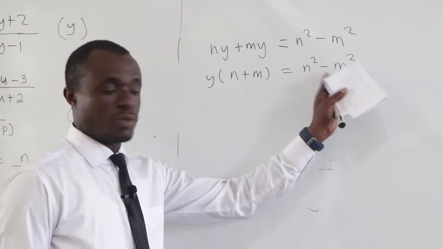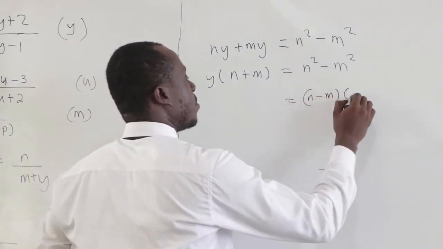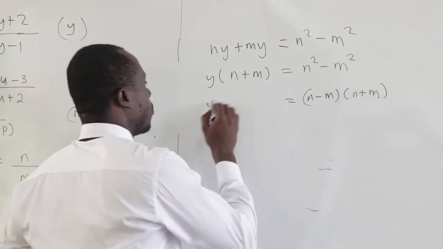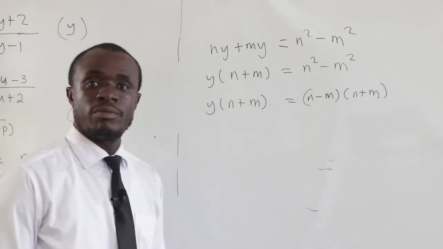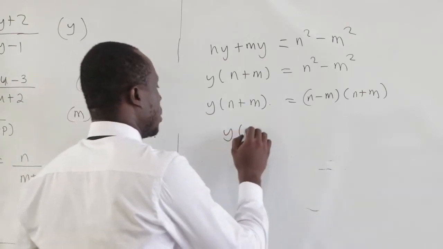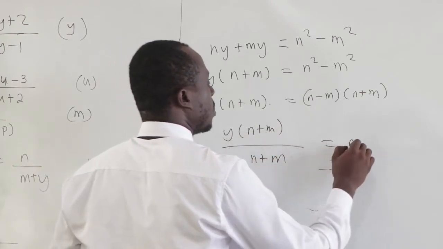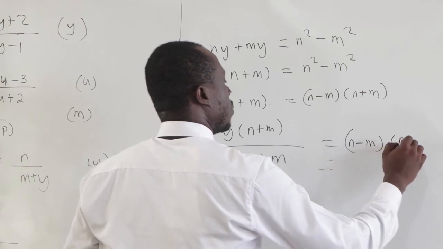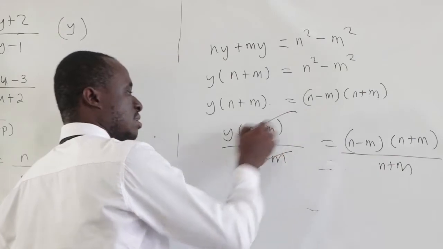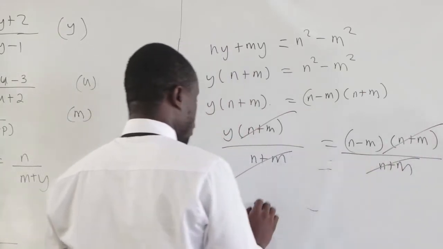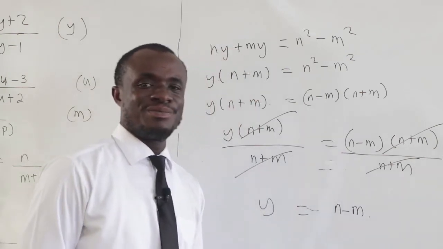What can we even see here? This is a difference of two squares, so we can factorize this. We have n minus m, n plus m, equals y, n plus m. So we can divide through by n plus m. So y, n plus m all over n plus m equals n minus m, n plus m all over n plus m. Now this is cancelling out that, this cancelling out this. So y is equal to n minus m.